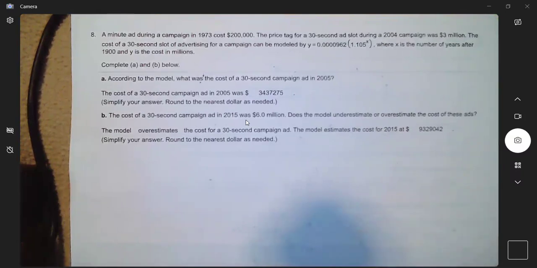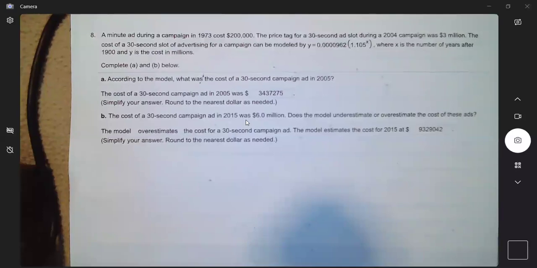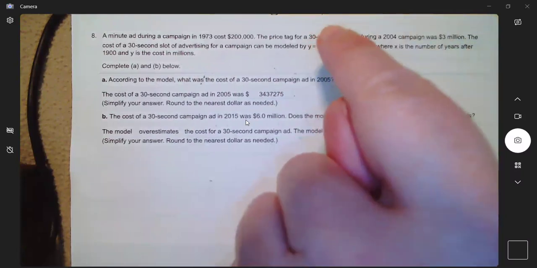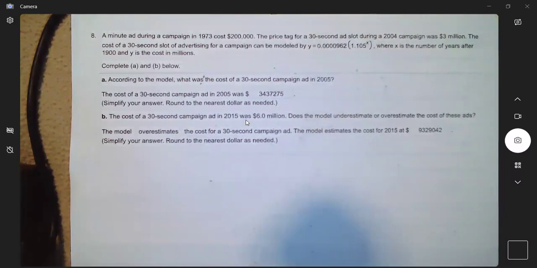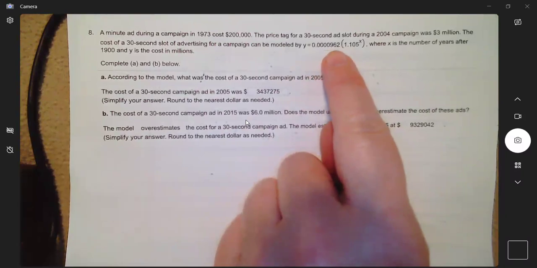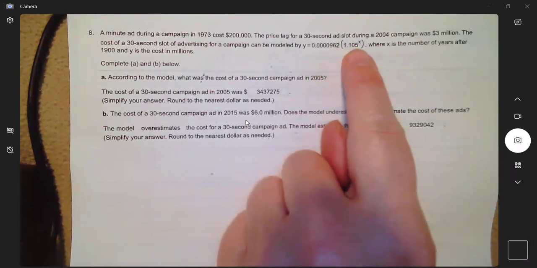So this was based on some old Super Bowl data, I think, for how much it used to cost to advertise during the Super Bowl and how expensive it's gotten in the last 20 years or so. So back in 1973, the cost for a 30-second ad was $200,000. But now we're in the 2000s, and in 2004, it cost $3 million for a 30-second ad slot. And so someone has taken some of that data over the several years, done a regression, and they came up with this model, 0.000962 times 1.105 to the x.